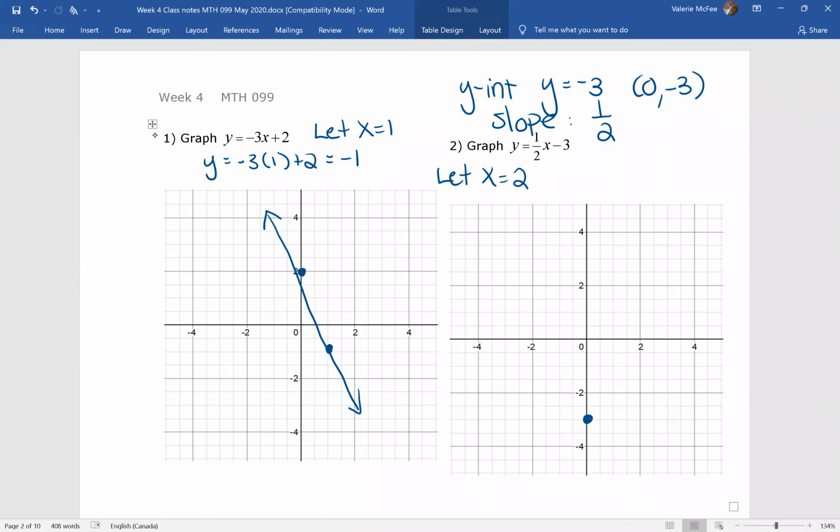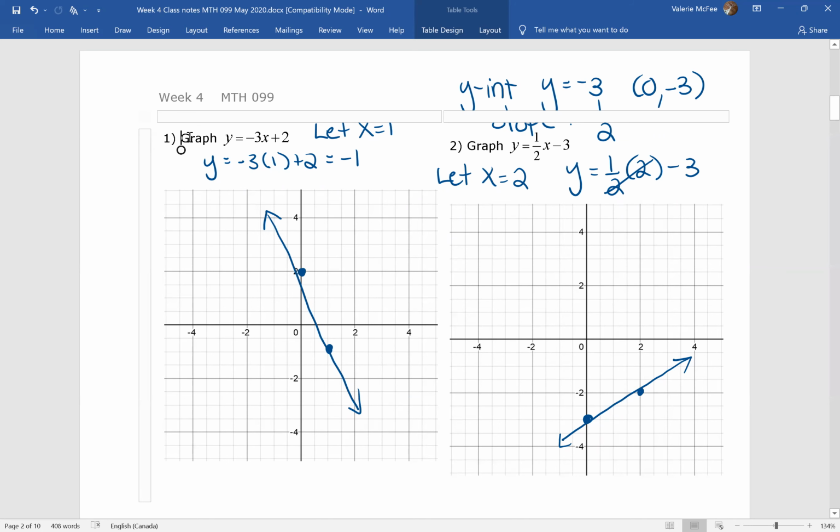I'm using x equals 2 because I have a fraction with a denominator of 2. When I multiply, these cancel out, and that gives me 1 minus 3, or -2. So when x is 2, y is -2. And there I can see my line is moving up and to the right. Again, watch that video found on the class Moodle page that talks about how to graph in Pearson.